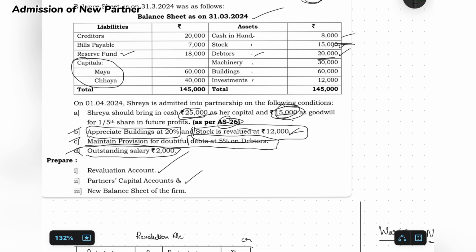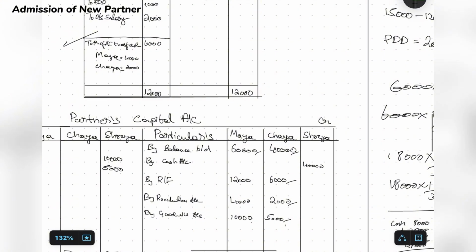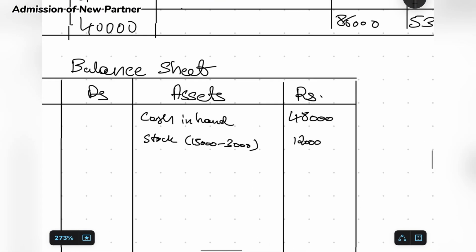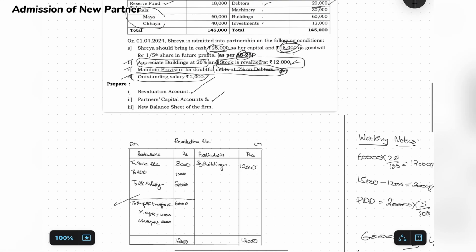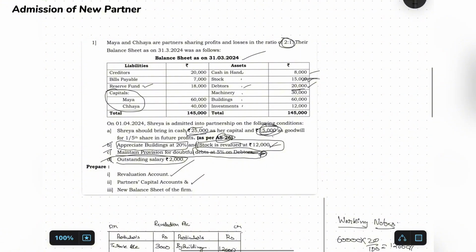Next I'll come to the debtors. For debtors we have a PDD of 5%, that is 1,000 of PDD. So I will make a record of debtors. The debtors value was 20,000 less PDD 1,000, so the total debtors value will be 19,000. That means the amount may come or may not come, so I'm going to subtract the PDD value and make a note.